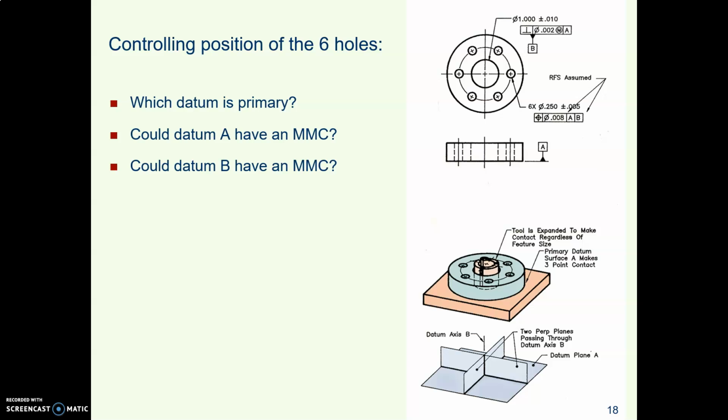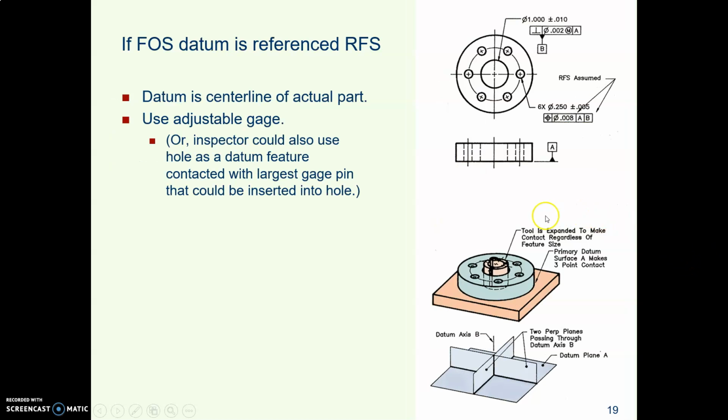Now, I'm going to buzz through these slides kind of fast. There's an awful lot of detail here. What I want to show you is that here are 6 holes with a position control. So this is controlling the position of those 6 holes. And they say surface A is the primary datum, so there's surface A. Feature B is the secondary datum. There's feature B, it's that hole.